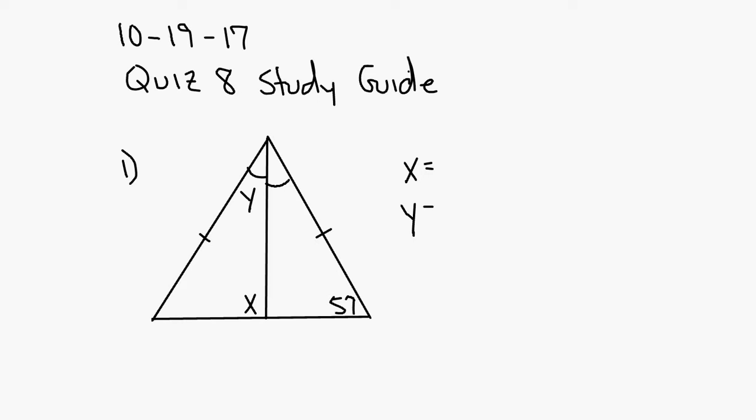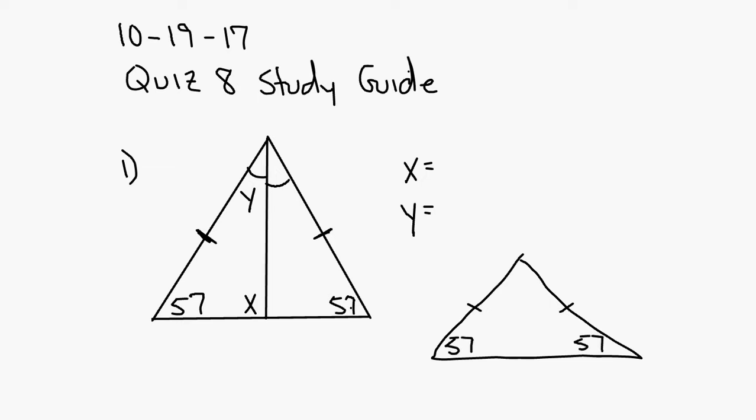These marks mean that the big triangle is an isosceles triangle. If these two sides are equal to each other, then these bottom angles are equal to each other. So this angle is 57 degrees also. Now, in this big triangle, you can subtract these two 57s from 180 and you get this top angle. So 180 minus 57 minus 57 equals 66 degrees.